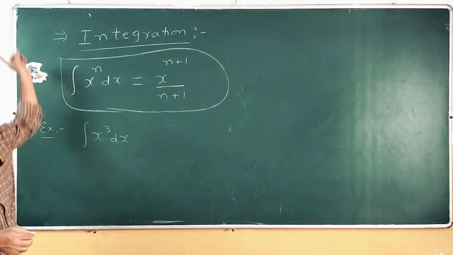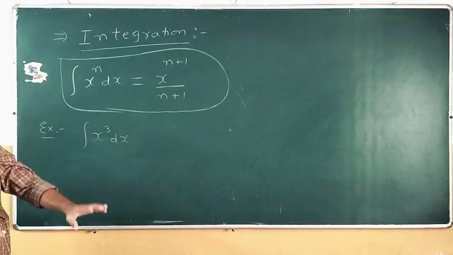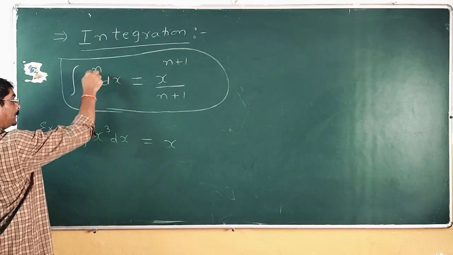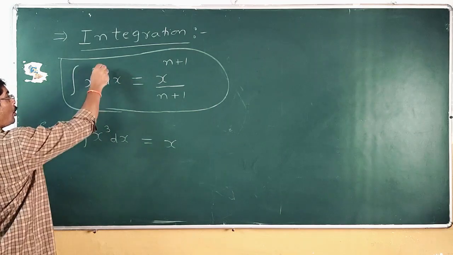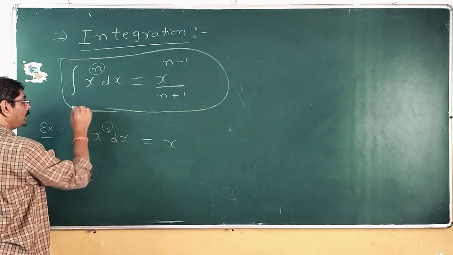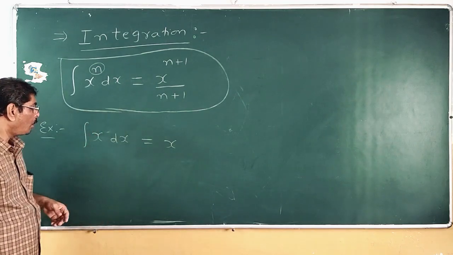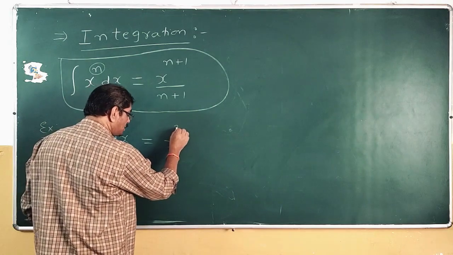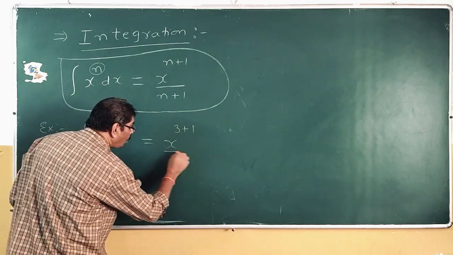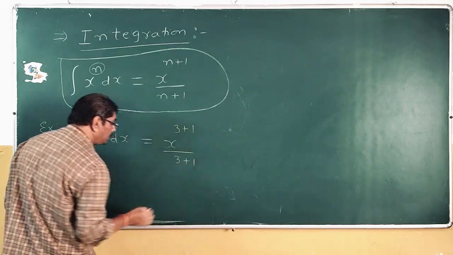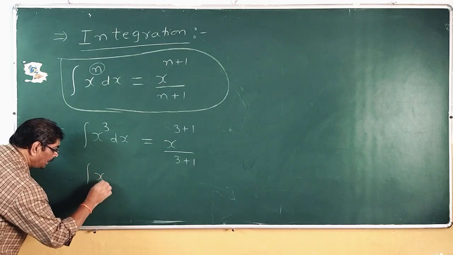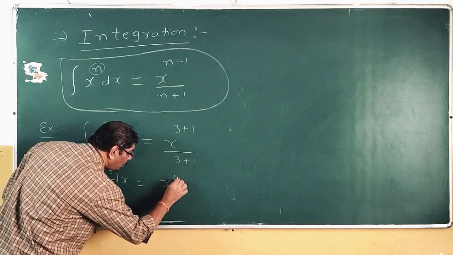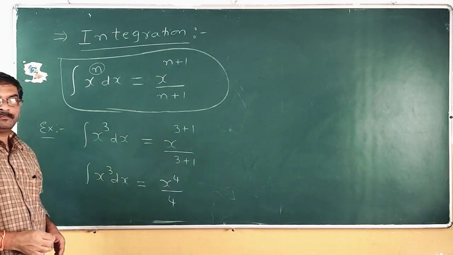So now, the integral of x cube dx will be numerically equal to x power n plus 1 divided by n plus 1. Here the value of n is 3. So the integral of x power 3 dx will be x power 3 plus 1 divided by 3 plus 1, or we can write that the integral of x cube dx will be x power 4 divided by 4.